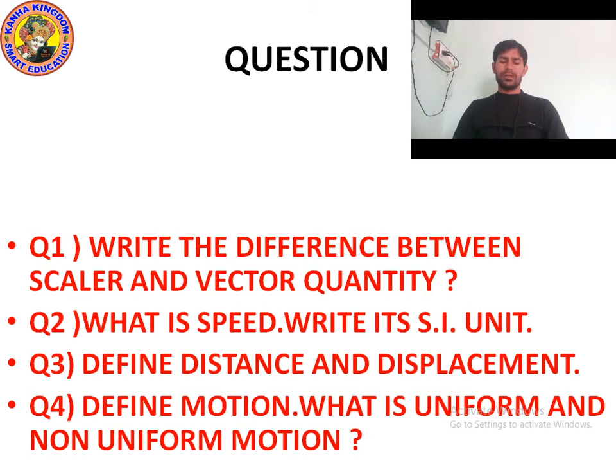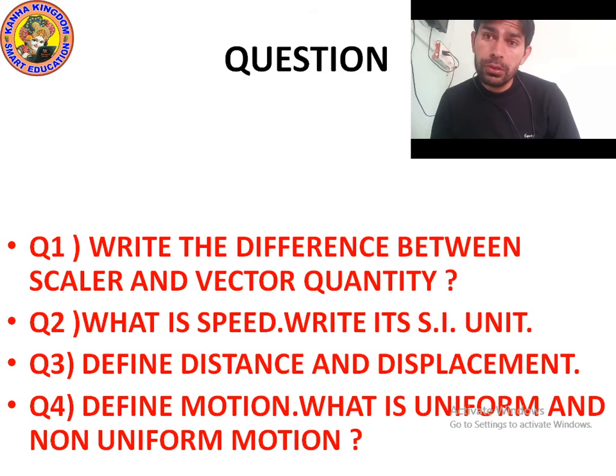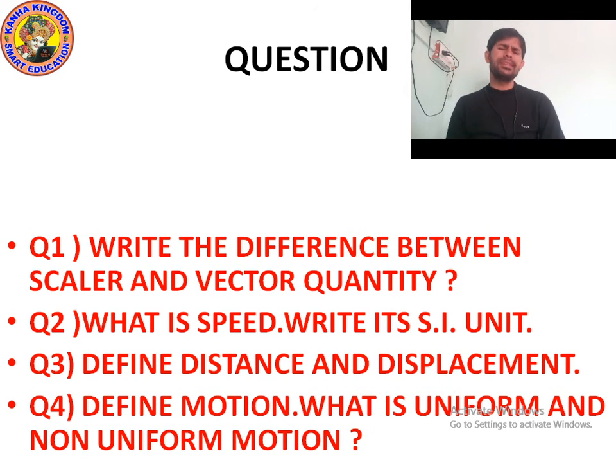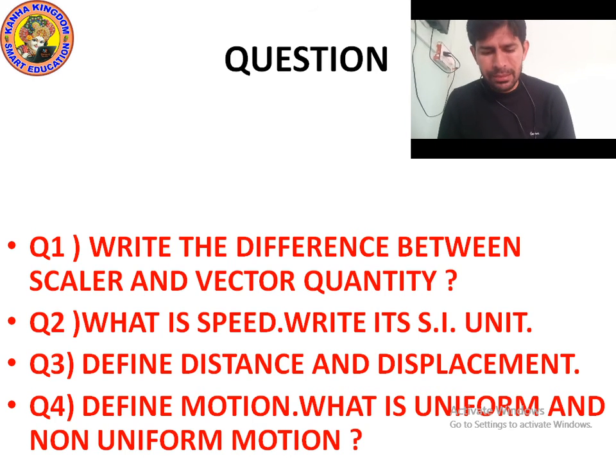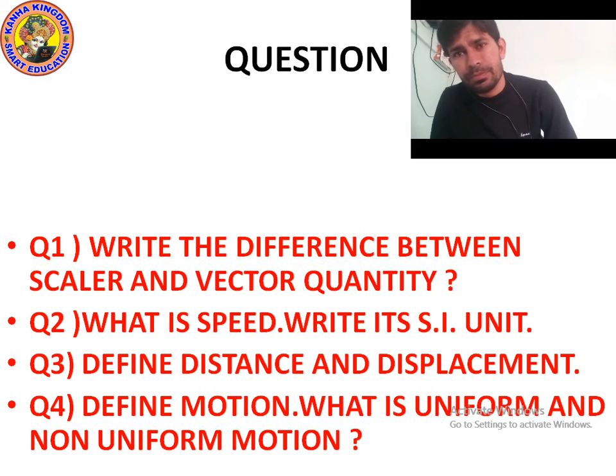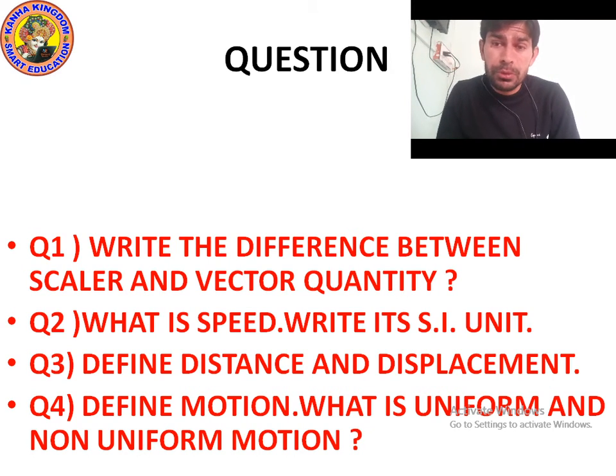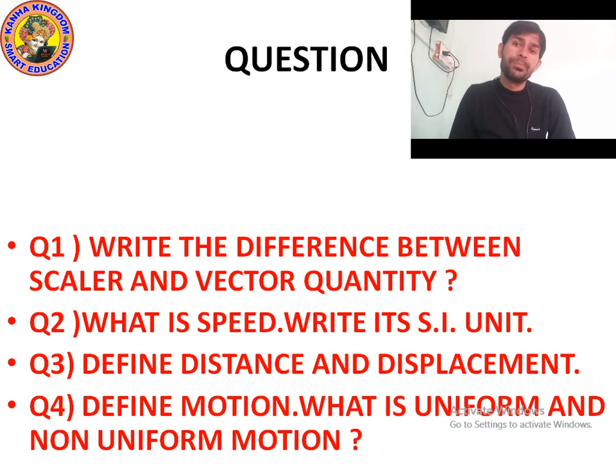And what is a vector quantity? A vector quantity is that quantity which has not only magnitude but also direction. One more difference is that a scalar quantity is positive, but a vector quantity can be positive, negative, or both. Okay, I hope you understood.